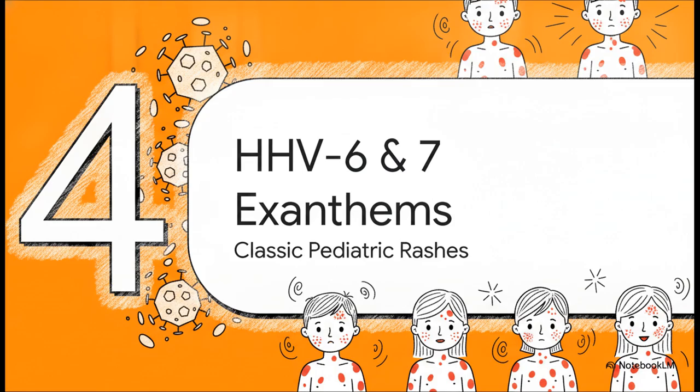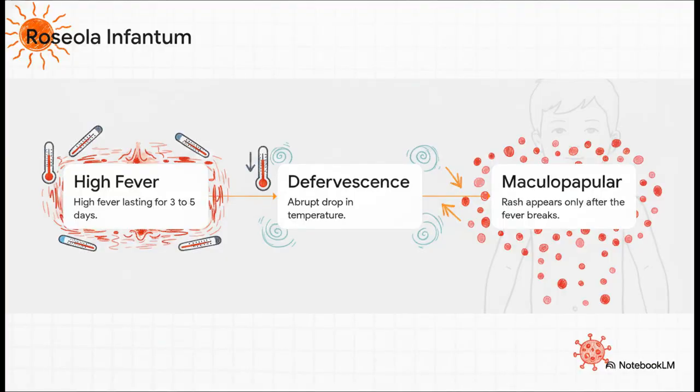Section 4. Let's pivot to HHV6 and 7, known for their classic pediatric exanthems. For roseola infantum, caused by HHV6, the clinical timeline literally gives you the entire diagnosis. The kid will have a spiking high fever for 3 to 5 days. Then there's an abrupt drop in temperature, defervescence, and only after the fever fully breaks does the maculopapular rash finally show up. High fever first, then rash. It's the exact opposite of measles, so keep that straight.